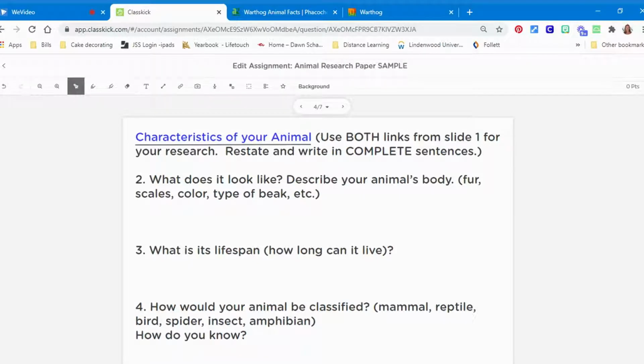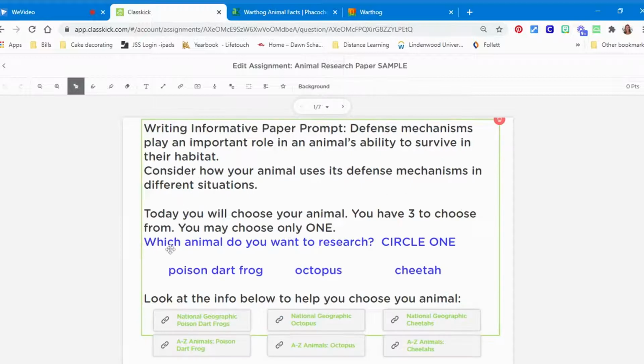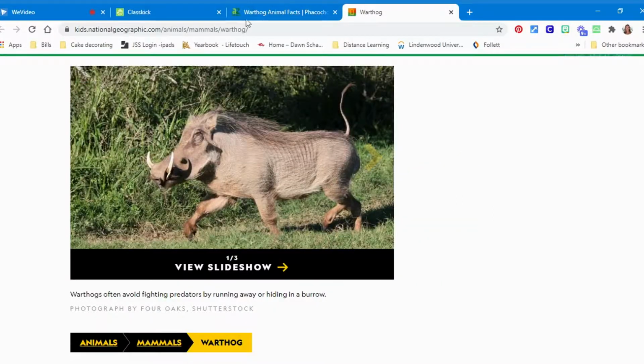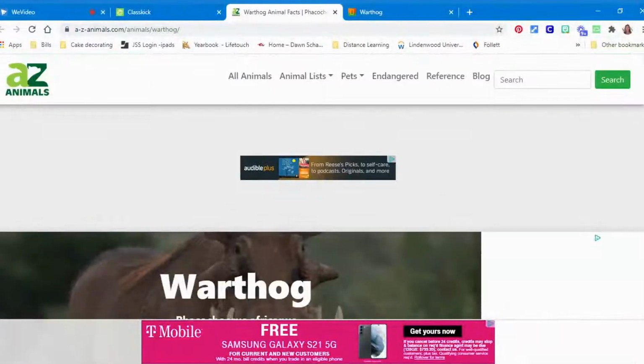So our very first question is, what does it look like? So if I was looking at the warthog, I would go back to slide number 1 and I would choose either the National Geographic or the A to Z Animals to research my animal. Now, because you guys are using the poison dart frog, the octopus, and the cheetah, those links are here. I've gone ahead and opened up the National Geographic for the warthog and the A to Z link for the warthog, so I can show you how to do the research on those two.